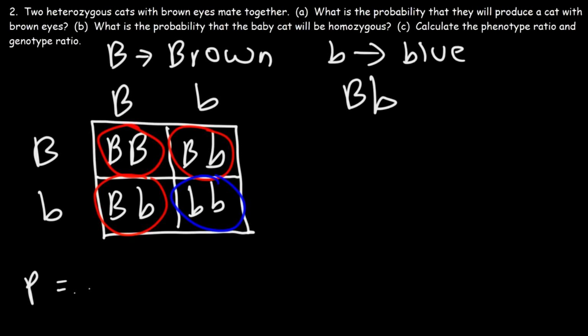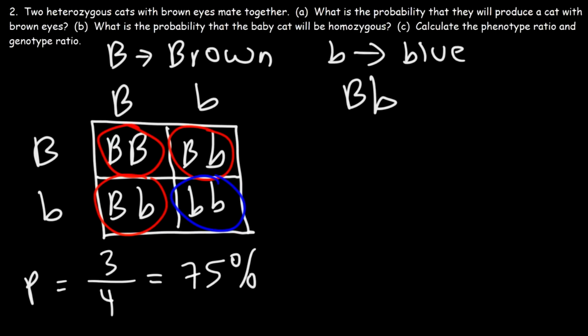So the probability will be the 3 cats with brown eyes out of a total of 4. 3 divided by 4 is 0.75. If you multiply that by 100, you're going to get 75%. So that is the probability that they will produce a cat with brown eyes.